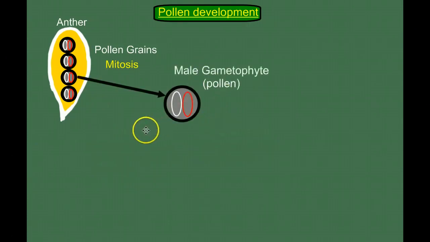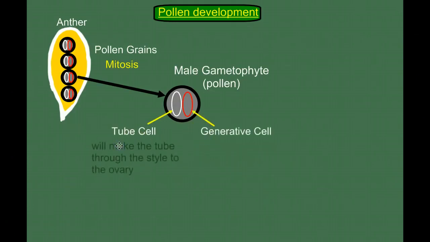Inside the pollen there are two distinct cells, the tube cell and the generative cell. The tube cell will make a tube through the style to the ovary to aid in fertilization. We'll look at that shortly. And the generative cell will generate the sperm cells. So this is the gametophyte. This is not the male gamete. Pollen is not tree sperm. It is the gametophyte, but it will be transferred from one plant to the other.